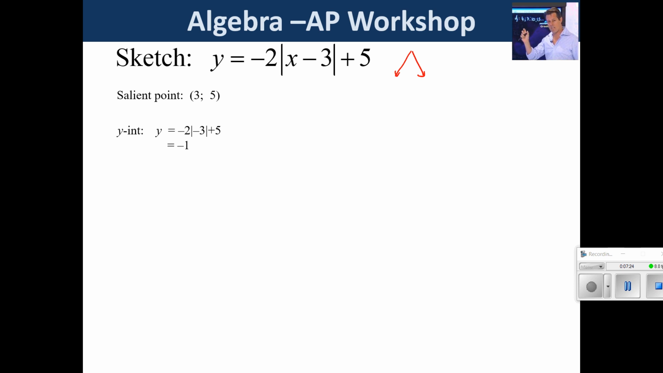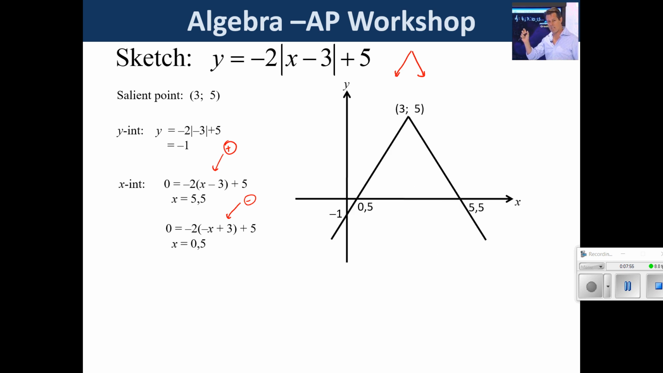If I go and find the y-intercept, making x equal to 0, you're going to get negative 2 times the absolute value of negative 3. Remember that returns a positive 3, so negative 6 plus 5 is negative 1. And then I've gone here and set it out. There's so many different ways of setting it out, but based on the definition, I've said, well, the inside of the absolute value was positive, or the inside could have also been negative. And then solving those two basic linear equations, I will get x-intercepts of (5,5; 0) and (0,5; 0). And then put all of that together, and you've got your classic shape graph.